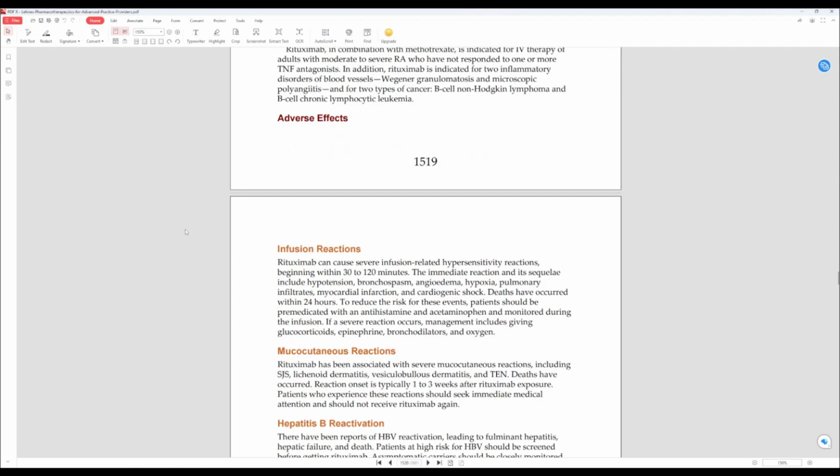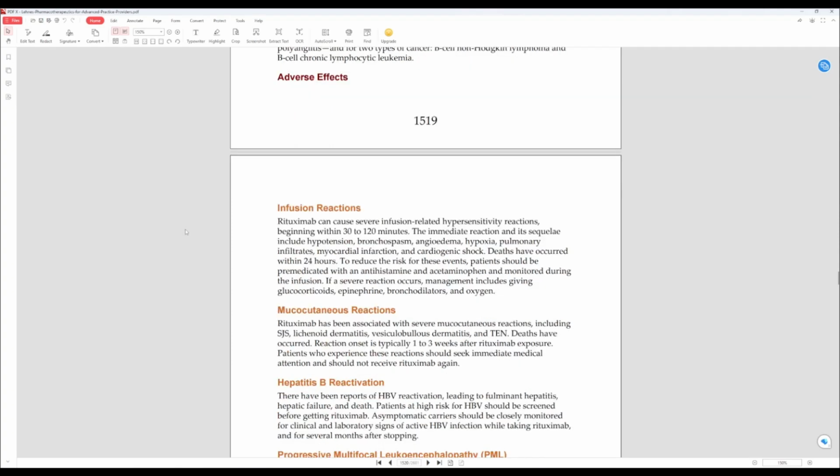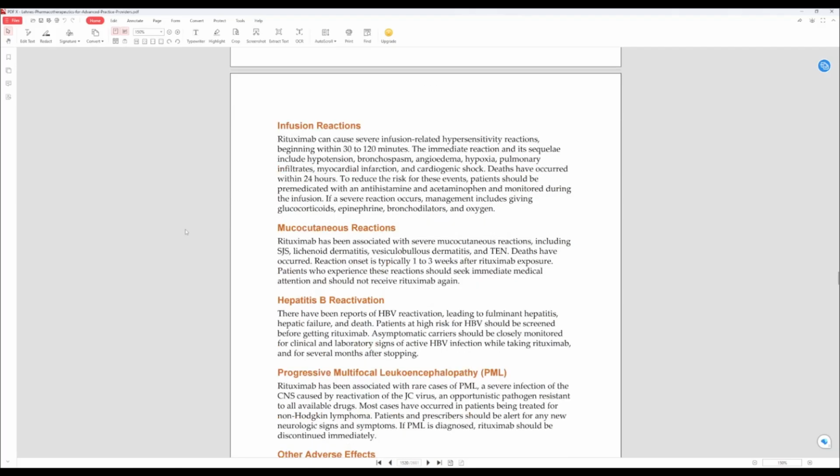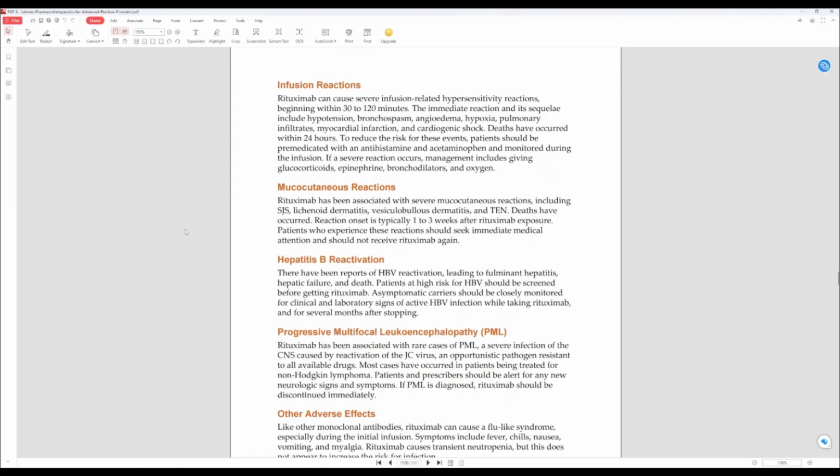So what adverse effects do we see? Well, infusion reactions are the most common, which can cause severe infusion-related hypersensitivity reactions, beginning within 30 to 120 minutes. The immediate reaction and its sequelae include hypotension, bronchospasms, angioedema, hypoxia, pulmonary infiltrates, myocardial infarctions, and cardiogenic shock. Deaths have occurred within 24 hours.